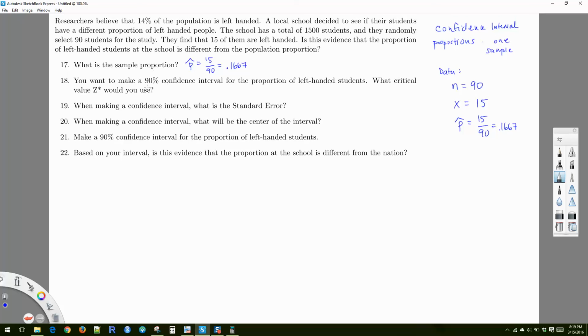Okay, if we're going to make a 90% confidence interval, what critical value z star do we use? 1.645. This is just from values that we must know, right?